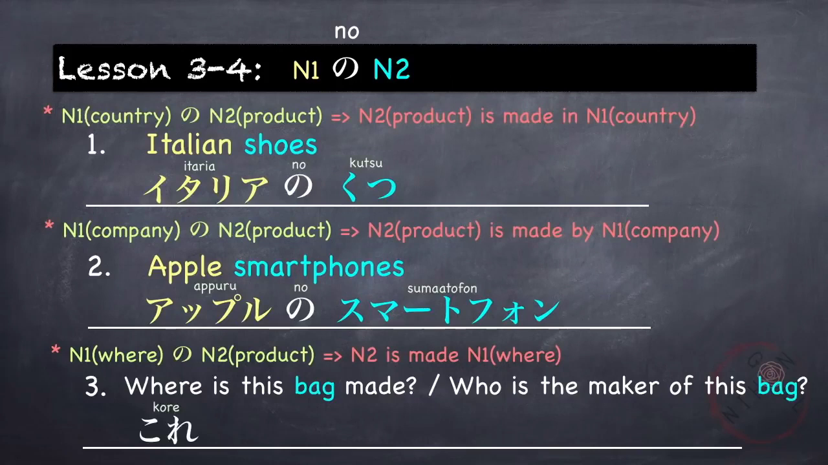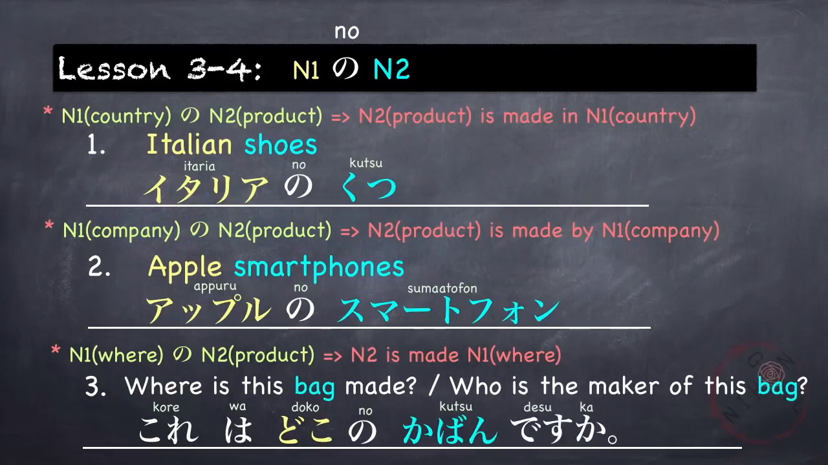This, or kore, or this bag, kono kaban. Kore wa doko no kaban desu ka? Where is this bag made? Kore wa doko no kaban. So doko is unknown, so N1 is unknown. So we replace the company or the country with doko. Doko no kaban desu ka?